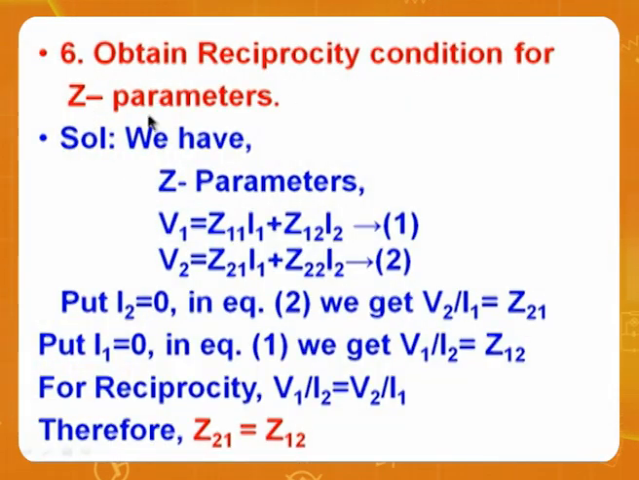Obtain the reciprocity condition for Z parameters. Define the Z parameters. Now what does it mean? Put I2 = 0, get Z21. If I1 is 0, you will get Z12. Z12 is what? V1 by I2.